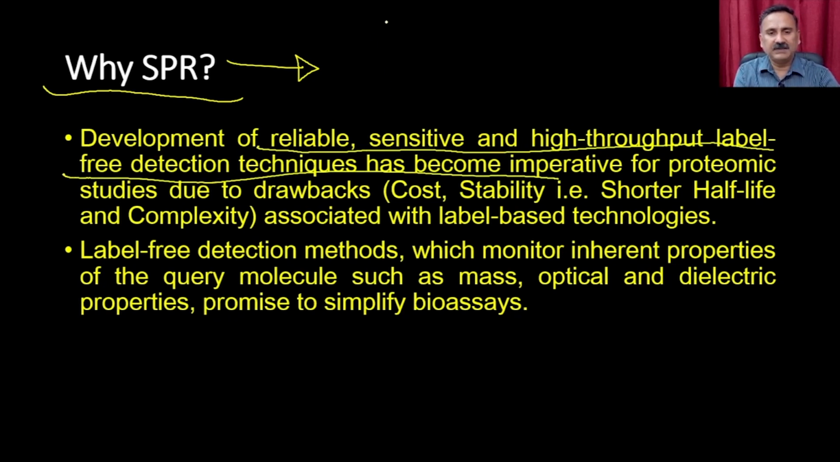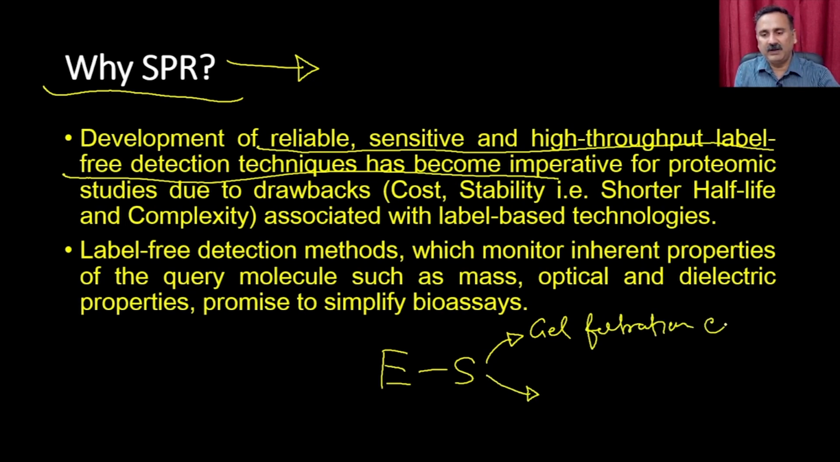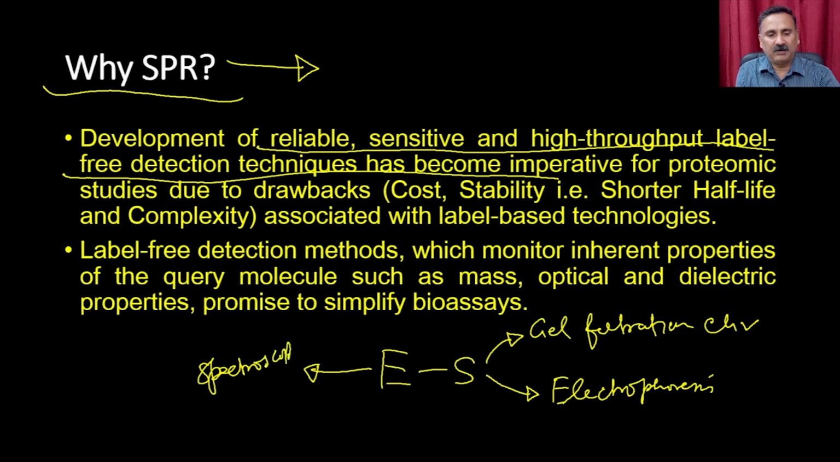So far what we have discussed is that when the enzyme is interacting with the substrate, this interaction can be mapped by gel filtration chromatography. It can be mapped by electrophoresis, and it can be measured by spectroscopy, right? It can be measured by ITC, and it also can be measured by other kinds of chromatography techniques, right? The majority of these techniques, except ITC, are giving you qualitative data, right?